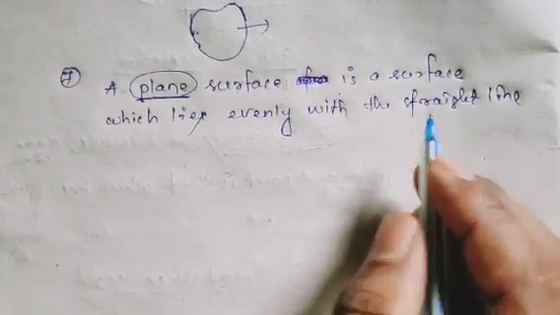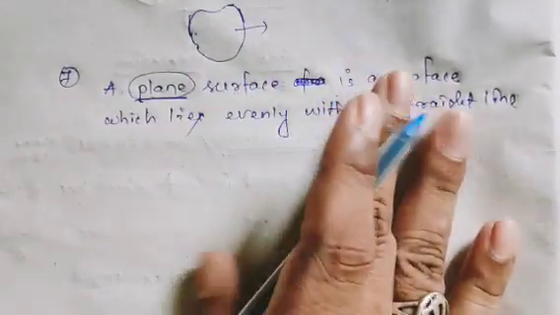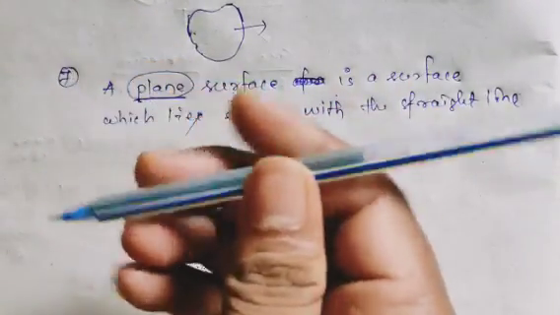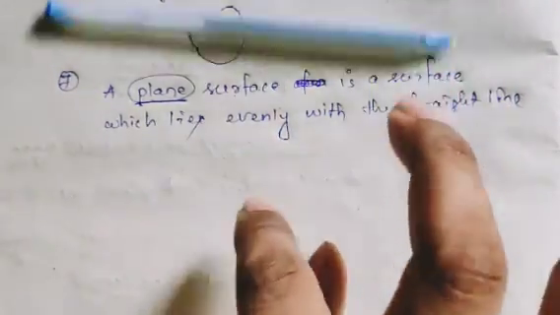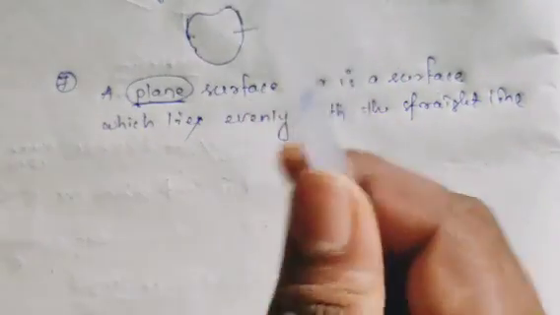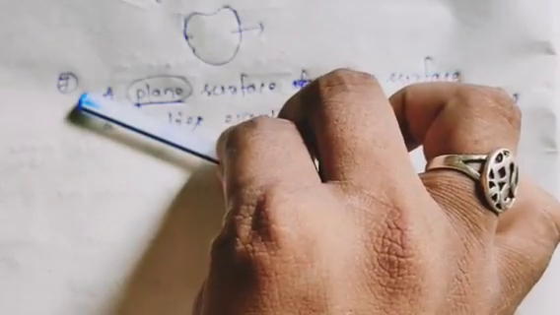What is the meaning? Now if this is a plane surface and this is a line, if I put this line on the surface, each and every point of this line should touch the surface. So I can say that this is a plane surface.